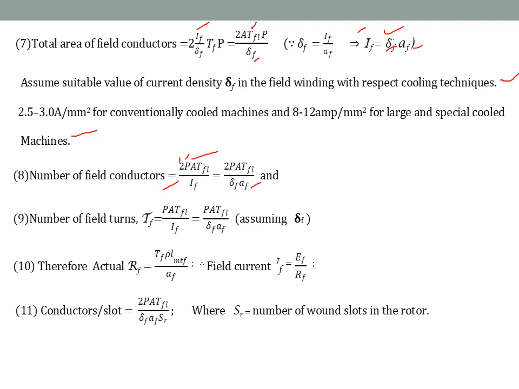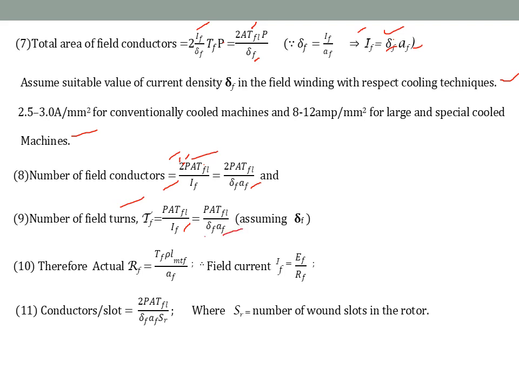Now if you want the number of field turns TF, you have to divide the conductors by 2, whatever conductors you are getting. So this 2 gets cancelled. So P into ATFL by IF, that is P into ATFL by delta F into AF.